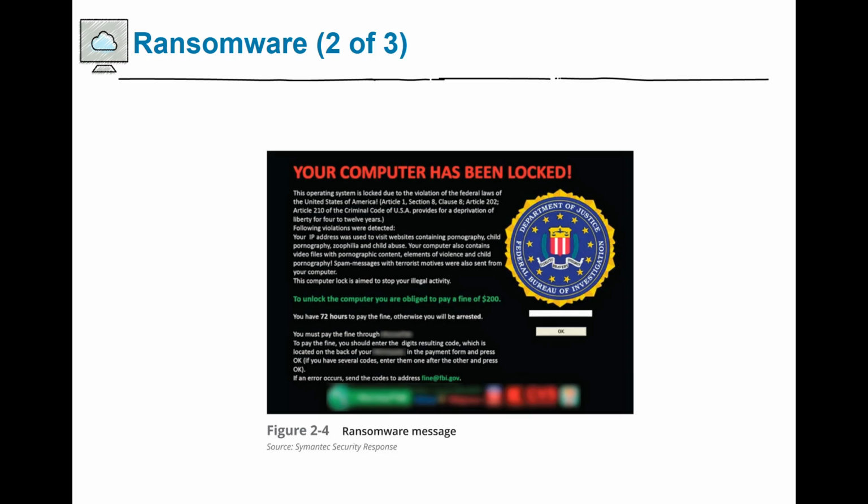This is one of many, many variations that says, oh my goodness, your computer has been hacked. You have X number of hours. So there's some variations of this. I have seen ones that say, we have found that you have child pornography on your computer. If you don't pay us this much, we're turning you in to the FBI.